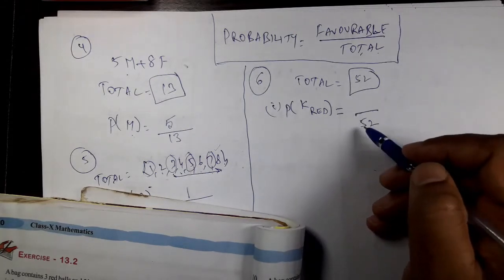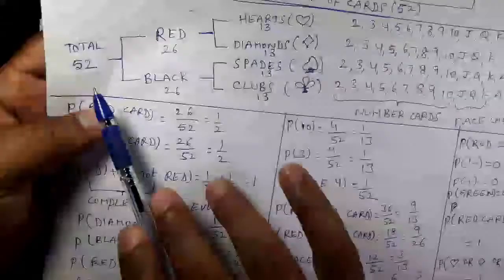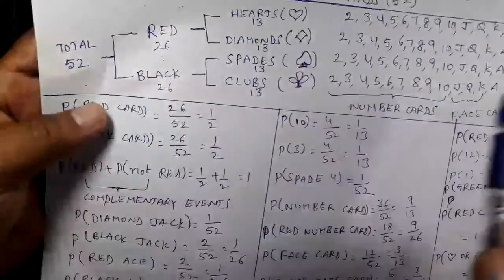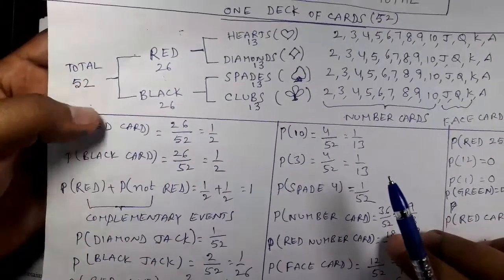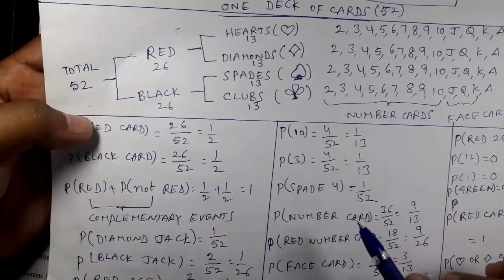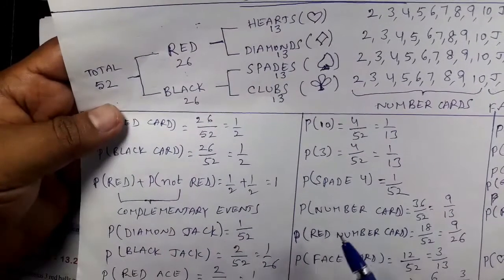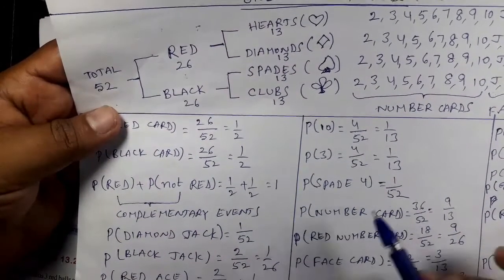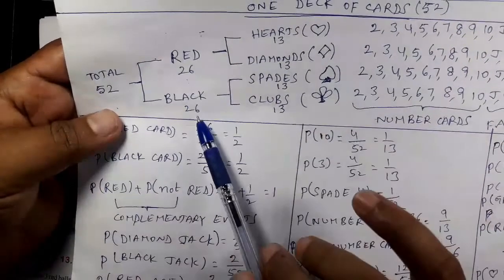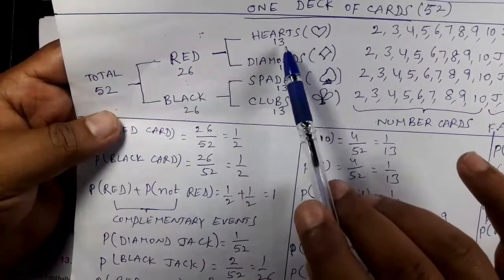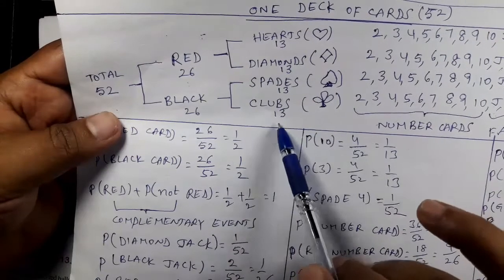Coming to the numerator, king of red. How many of these 52 cards? We have discussed all this in the basics class. If you have not gone through that, watch my videos on basics of probability; the playlist is also there, covering all the small basic videos. All total is 52: 26 red, 26 black. Of these 26 reds, 13 are hearts, 13 are diamonds. Of the 26 black, 13 are spades, 13 are clubs.